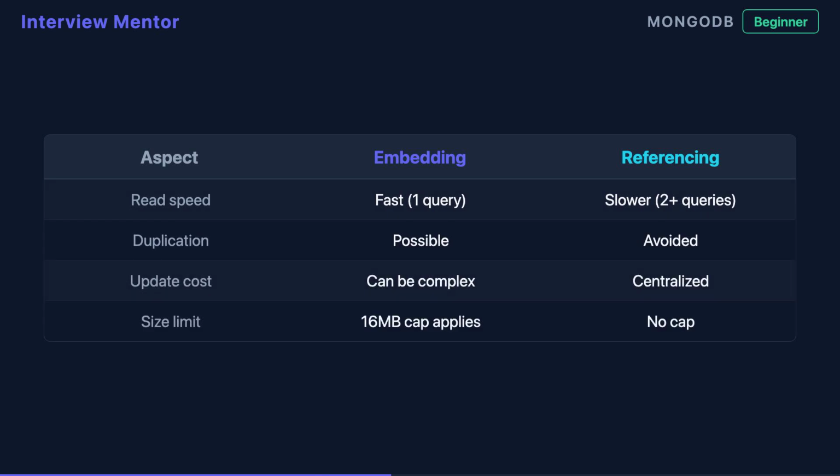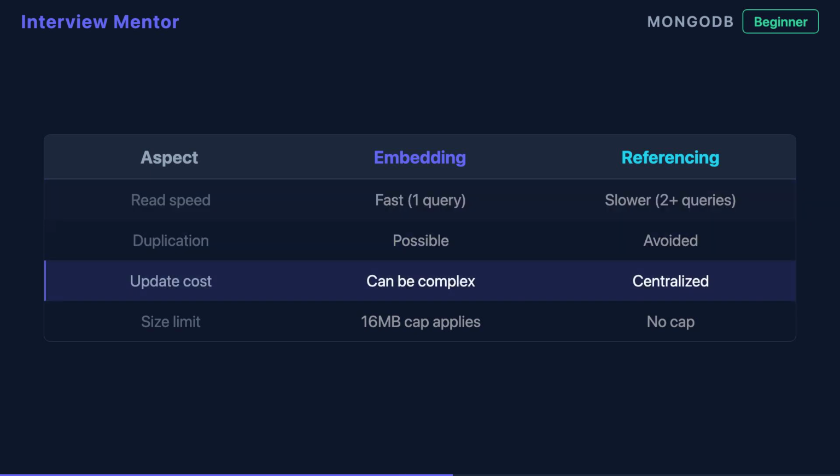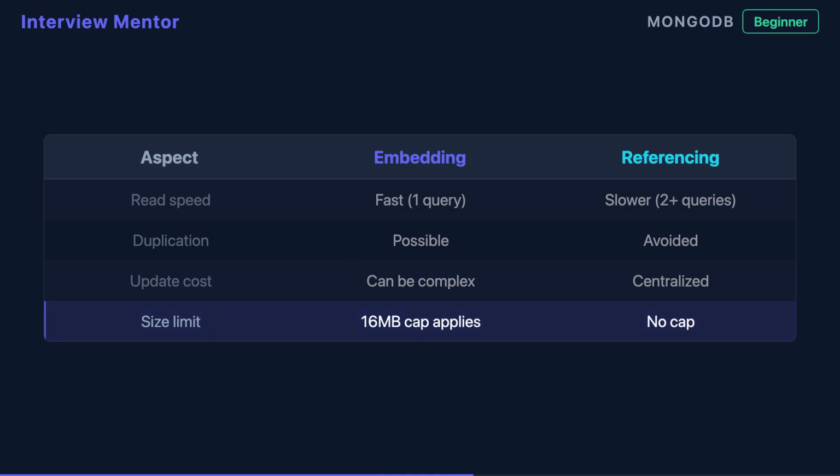Embedding is great for read performance since everything loads in one shot, but if the same data appears in many documents, you'll have duplication and painful updates. Referencing avoids duplication by keeping a single source of truth.